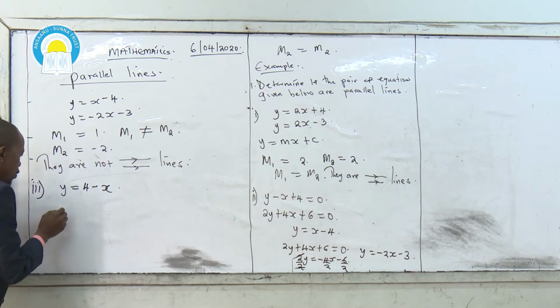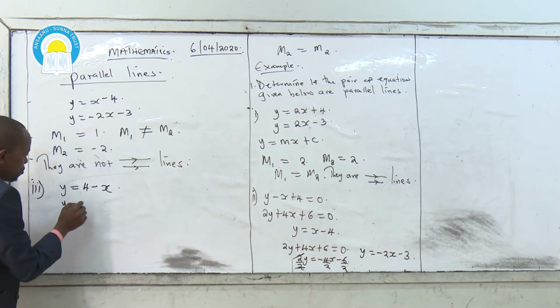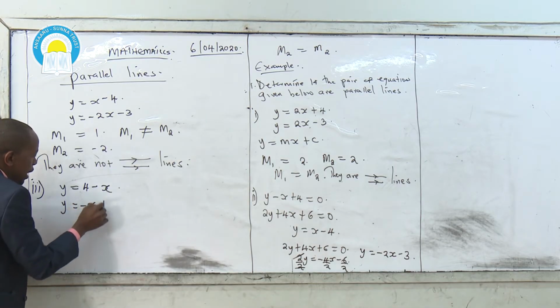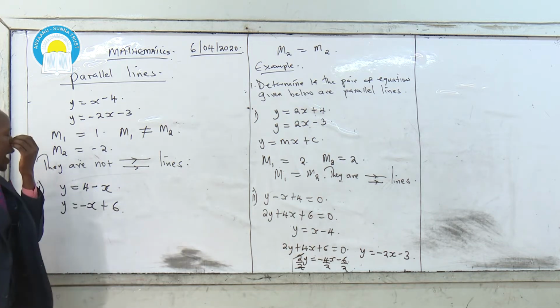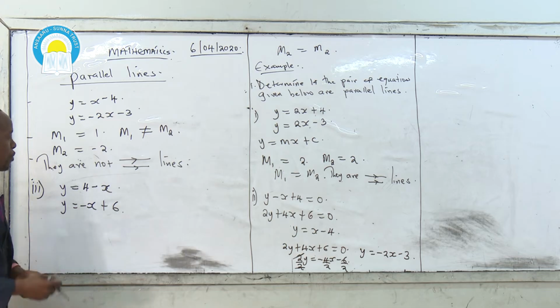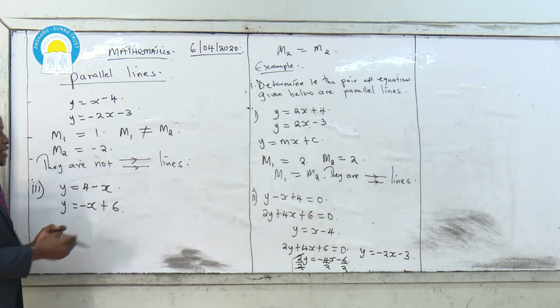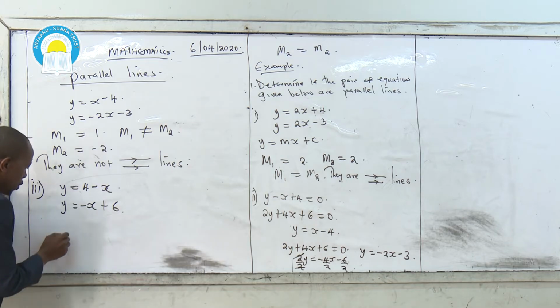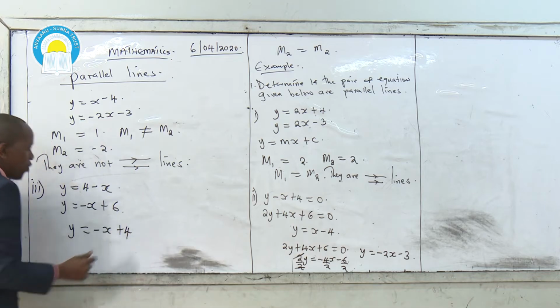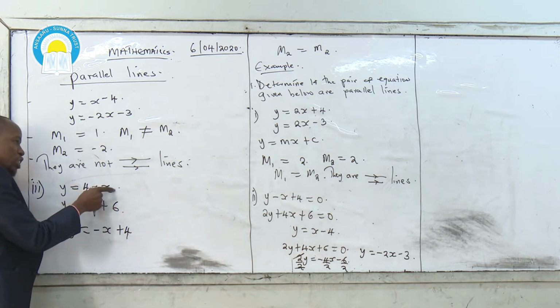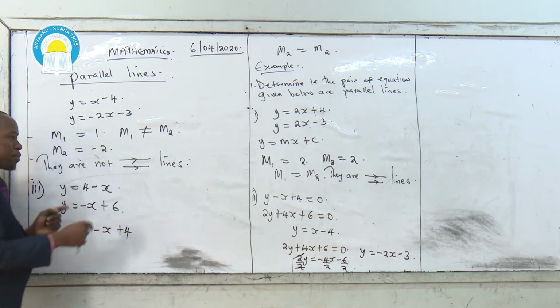And then we also have y is equal to minus x plus 6. Now, the first equation there has not been written in the form of y is equals to mx plus c, so we reorganize it, right? So you're going to say y is equals to negative x plus 4. Now, the negative has not changed. We have only changed the position.